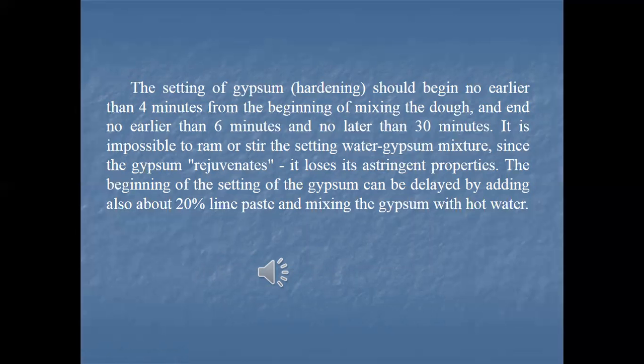It is impossible to ram or stir the setting gypsum mixture, since the gypsum rejuvenates, it loses its astringent properties. The beginning of the setting of the gypsum can be delayed by adding about 20 percent lime paste and mixing the gypsum with hot water.